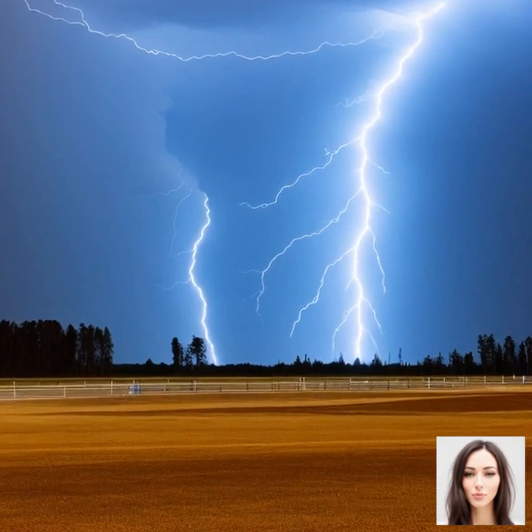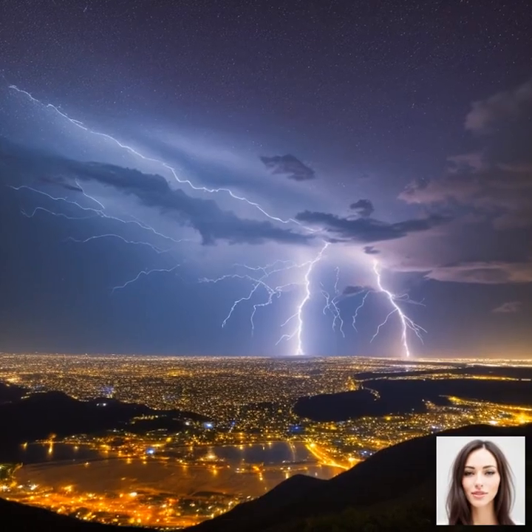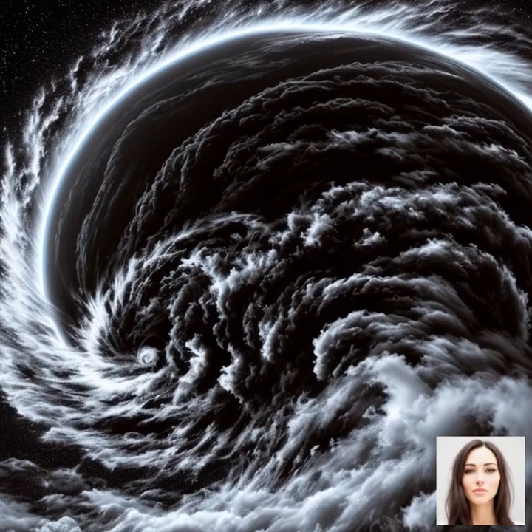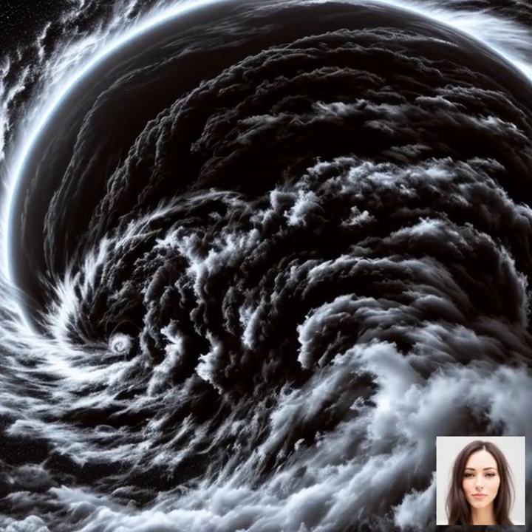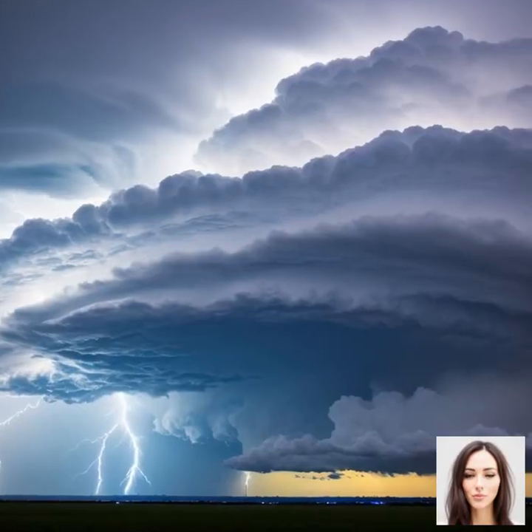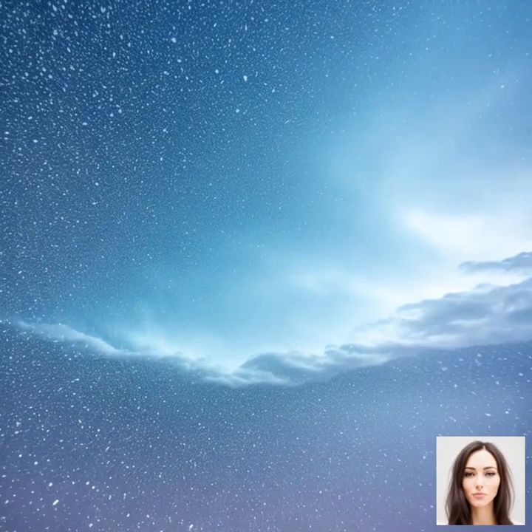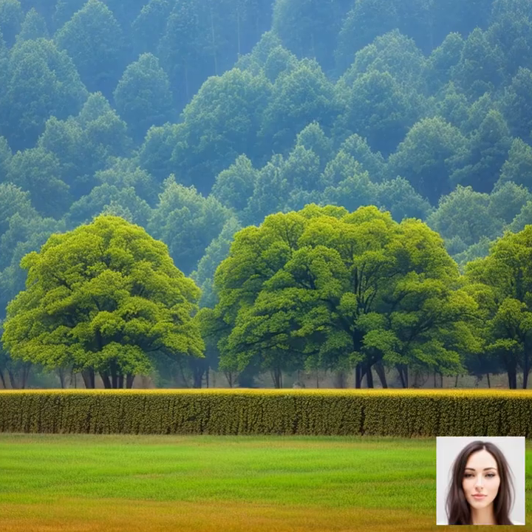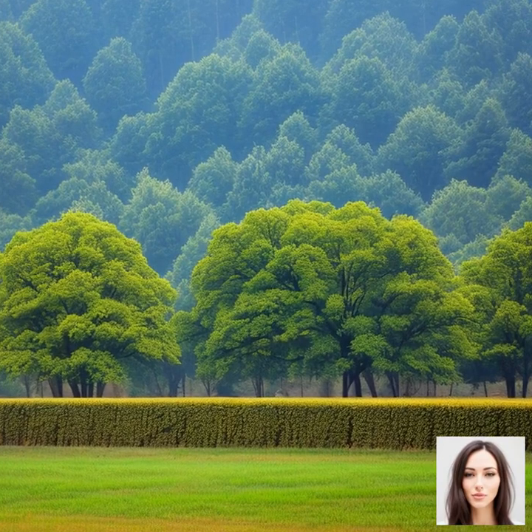Updrafts are essentially upward-moving air currents within a storm cloud. They occur when warm, moist air near the Earth's surface rises due to its lower density compared to the colder air above. As this warm air rises, it cools and condenses, forming the towering cumulonimbus clouds we typically associate with thunderstorms. Now, these updrafts play a vital role in moving the ice particles and water droplets within the cloud. As the particles and droplets are carried upwards, they collide with one another, and through this process, they become electrically charged. Remember, this is the foundation of the charge separation process we discussed earlier.